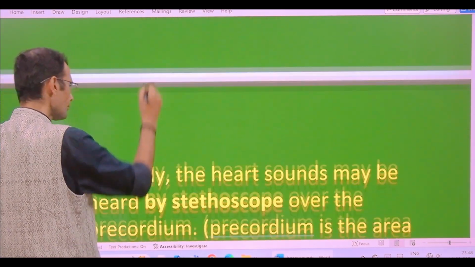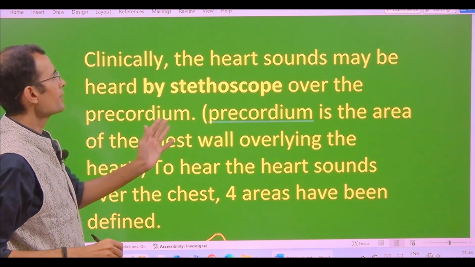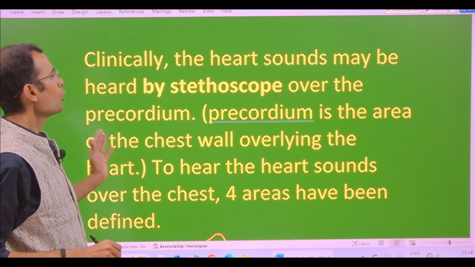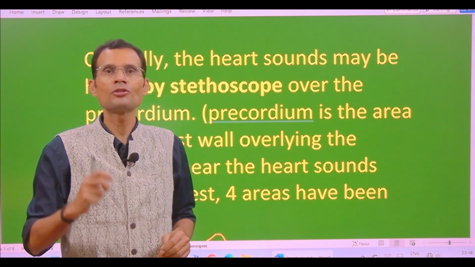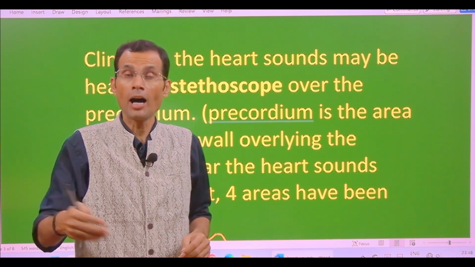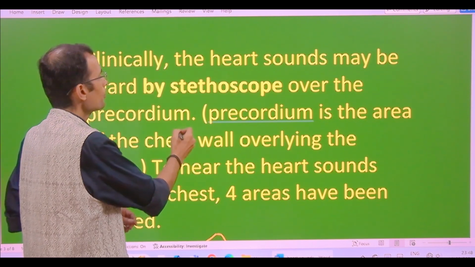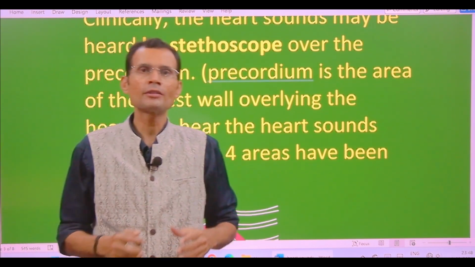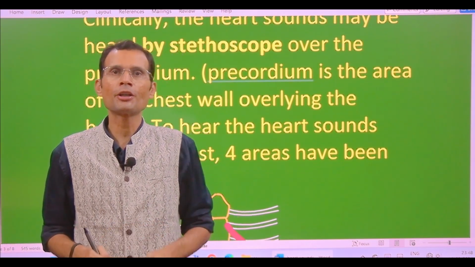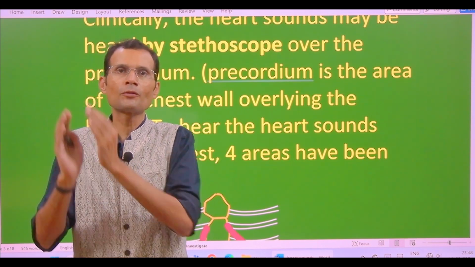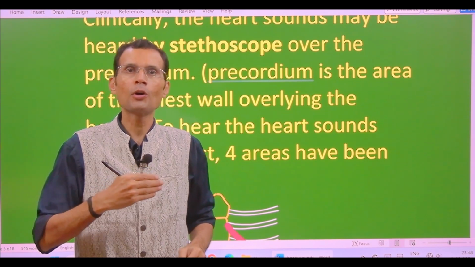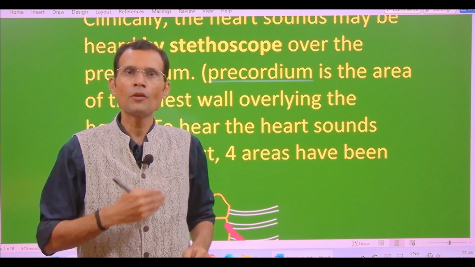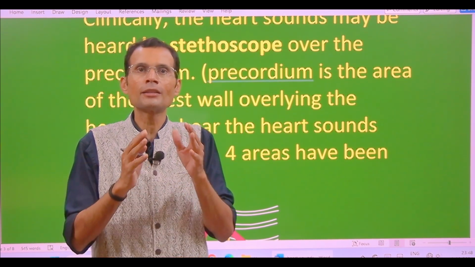Alright, now clinically, the heart sounds may be heard by stethoscope over the precordium. So we are answering where the sounds could be heard, or where are they heard best. Well, I found that the students confuse between pericardium and precordium. Pericardium, the coverings of the heart. Precordium is area of the anterior chest wall overlying the heart. Area of the chest wall in front of the heart is called as precordium.